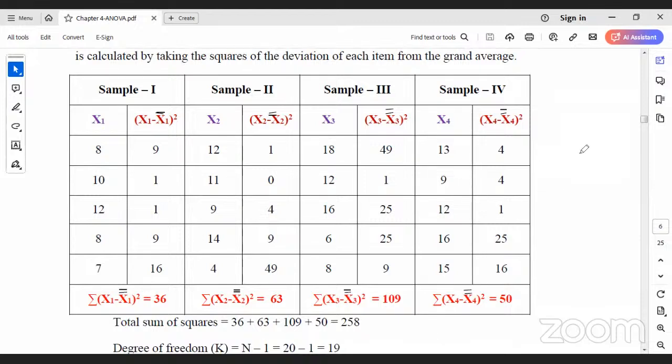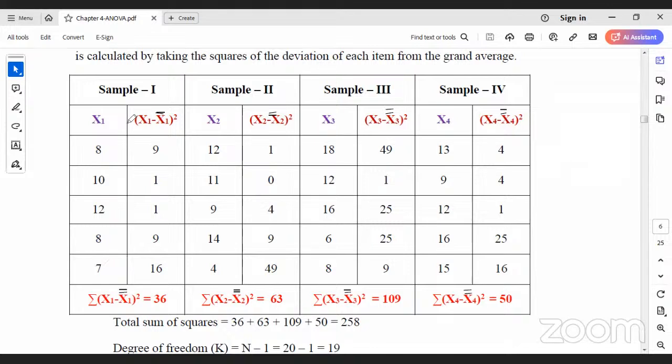So with the help of this table, we can check whether the calculation we did is right or not. The same procedure here: x1, x2, x3, then x4. The values are 8, 10, 12, 8, then 7. These are from the question.